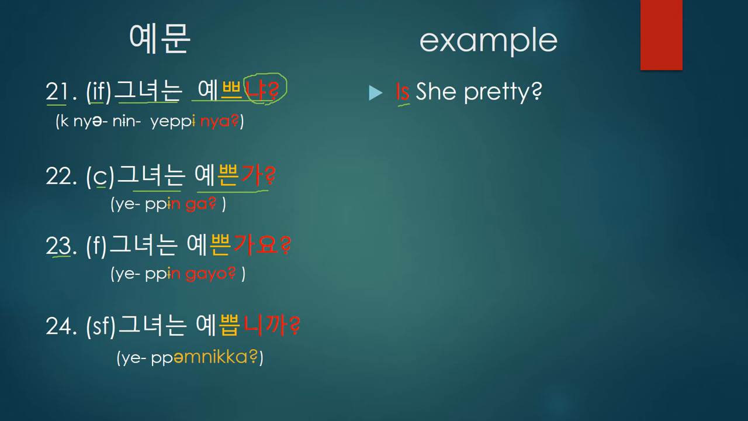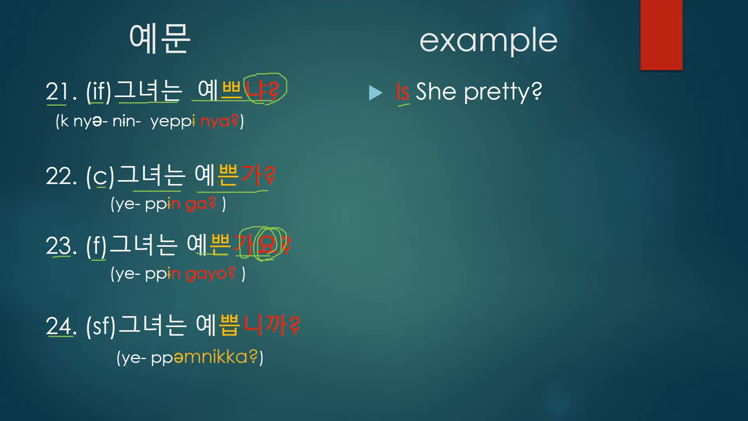Next, 23, as spoken language, a formal style. You should know this expression. 그녀는 예쁜가요? It ends with 가요. Korean formal casual style ends with 요. 그녀는 예쁜가요?